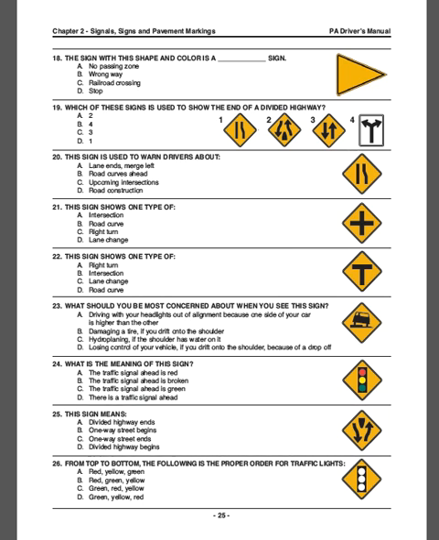19. Which of these signs is used to show the end of a divided highway? A. Sign number 2, B. Sign number 4, C. Sign number 3, D. Sign number 1. The answer is letter A. Sign number 2, the end of divided highway sign, illustrates that you are driving away from the highway divider.